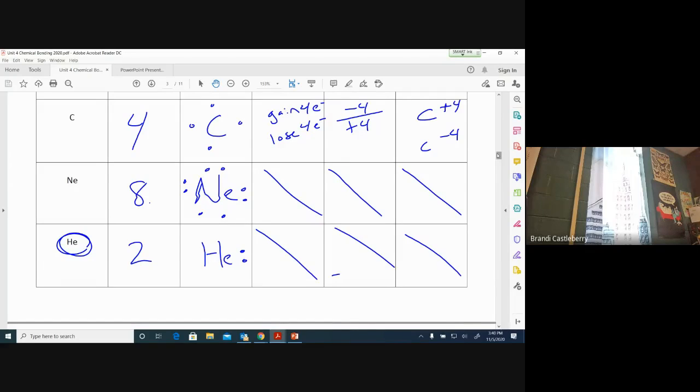All right, so that's the end of notes. That's literally your worksheet on the back. So there you go, start doing it.